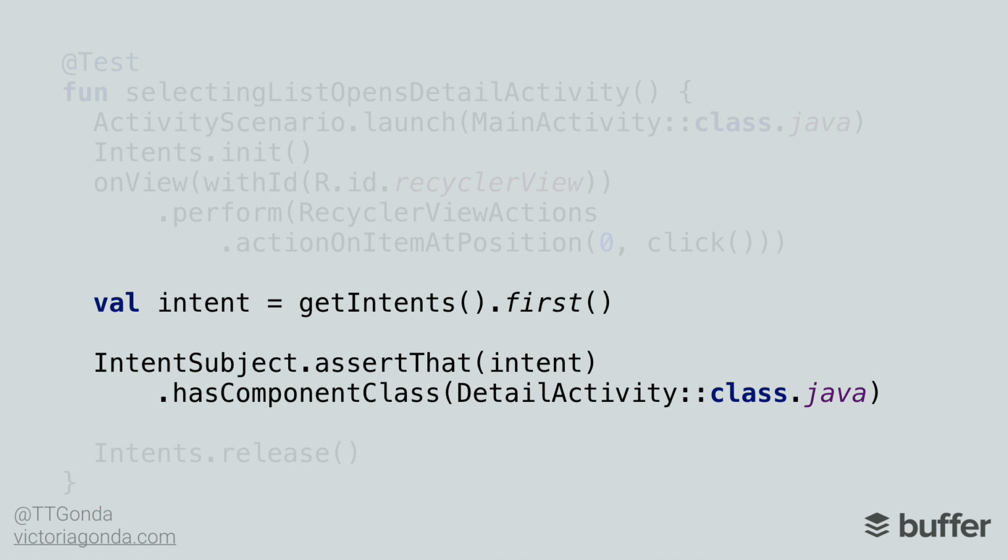Then you use the intent subject assert that. This returns an instance of a truth intent subject to test for that intent. Then you have an assertion on it. Here we're verifying with hasComponent class to make sure it's our detail activity. Reading it out, it says, assert that intent hasComponent class detail activity. Other intent assertions include extras, actions, flags, type.